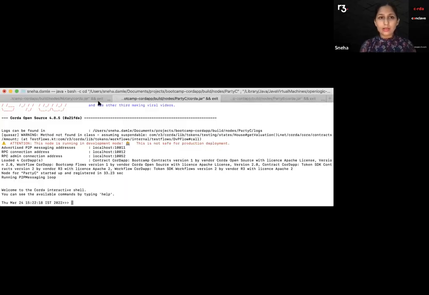Okay, so the nodes are up. So let's do one thing. Now let's run our first flow. Let me go to the README and grab the command. So I'm going to copy the first command. And what we are going to do is first run the second flow. So from the B terminal, I'm going to create and issue a fixed token to party C.